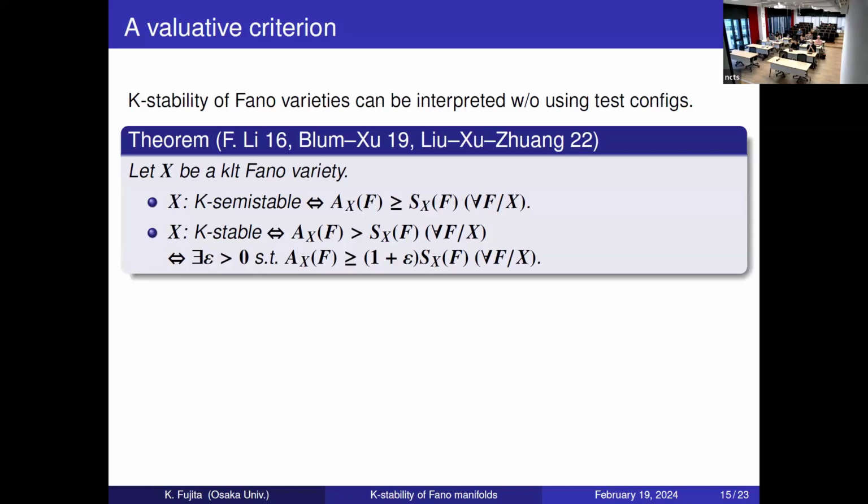And here is a very highly non-trivial result due to Liu-Xu-Zhuang that AX is uniformly bigger than or equal to SX. Actually, this last condition we should call uniform K-stability. Liu-Xu-Zhuang says that uniform K-stability is equivalent to K-stability. But in this talk, we use the terminology loosely.